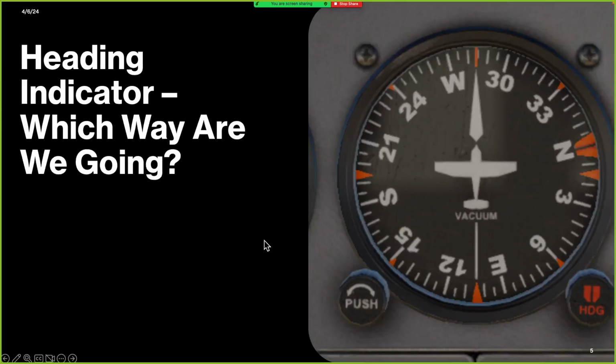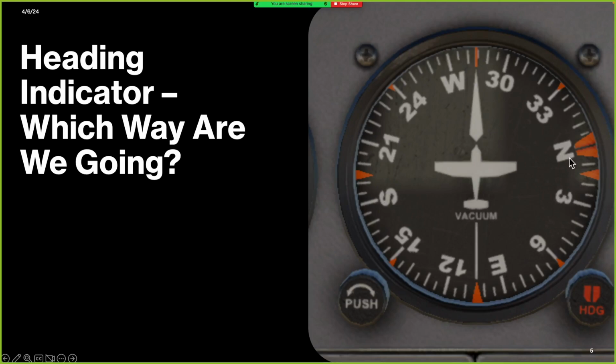Okay, heading indicator. We also want to know which way we are going, right? In order for us to know which way we are going, we are gonna look at this compass, but it basically uses a gyroscope, which is electrically driven, meaning if we lose the electrical power, this is not gonna work. So this would tell you that you are going north, N is the north, or you are going south, or east, or west.